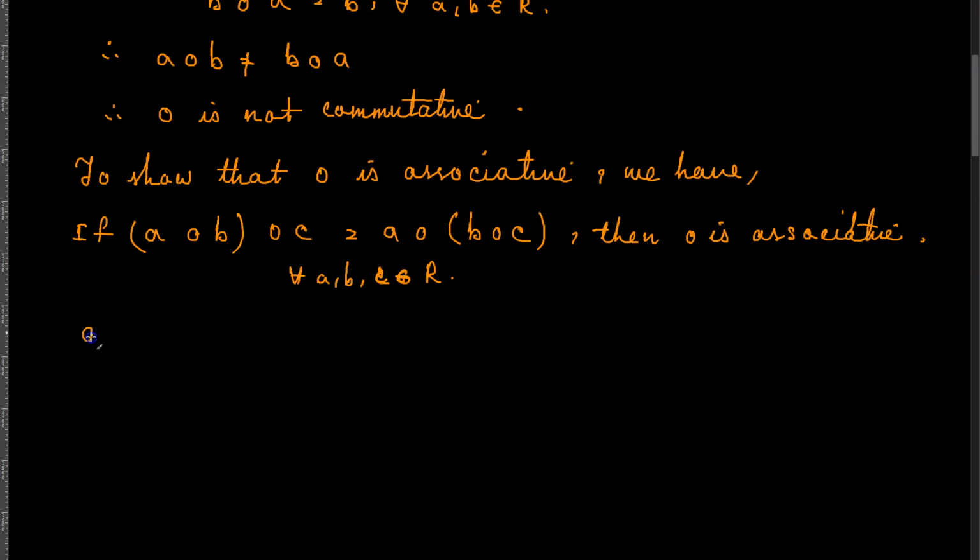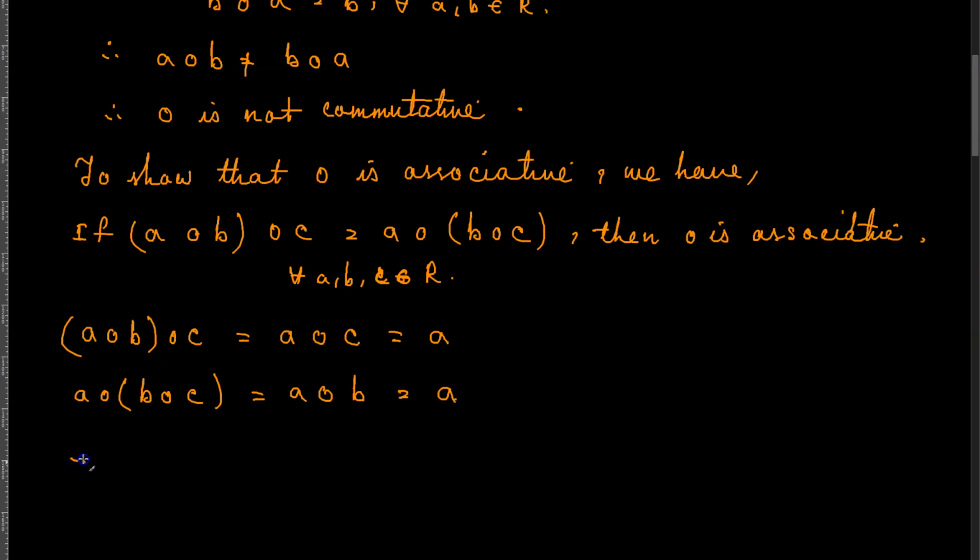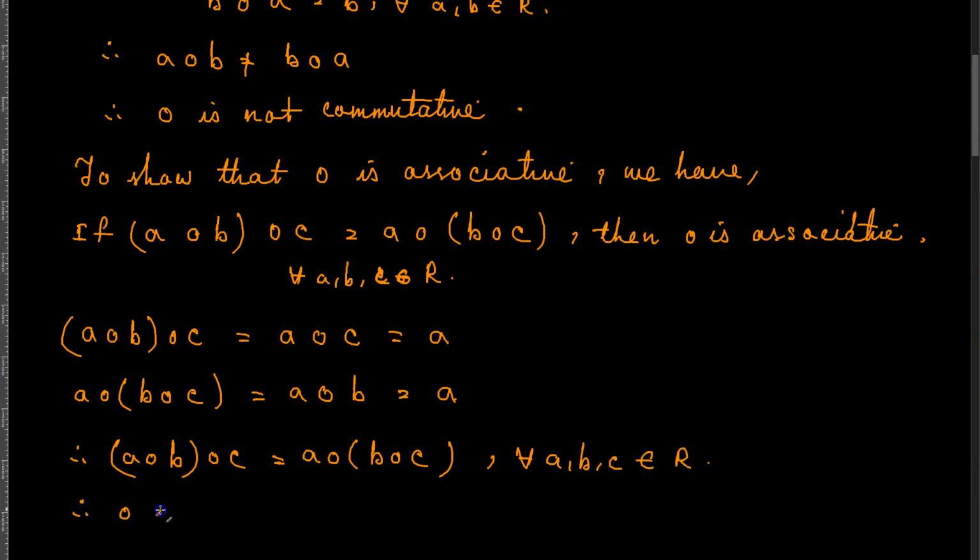Now, AOB O C is the same thing as AOB, which is A, and then you have OC, which is equal to A, and AO BOC is the same thing as B, and that is equal to A. Therefore, you can say that AOB O C is equal to AO BOC for all A, B, and C belonging to R, and therefore O is associative.